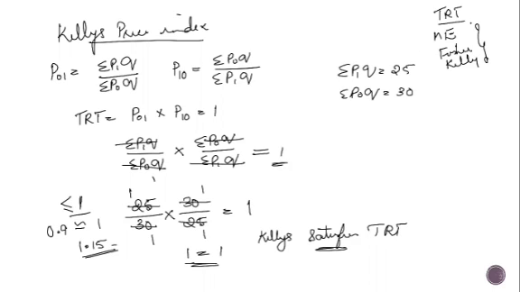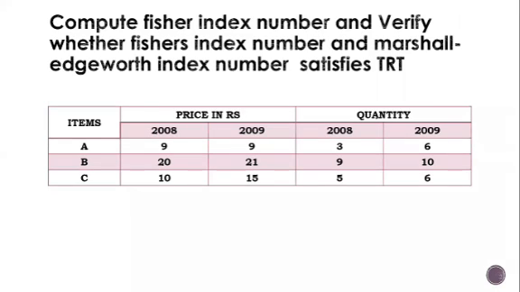So TRT is nothing but time reversal test, where you reverse the time. You focus only on the time and not the factor. You will reverse the time, that is, you will reverse the base as current and the current as base. Only the focus is on the base and the current year. Okay, so we'll work out one problem where you can easily understand how to work out.